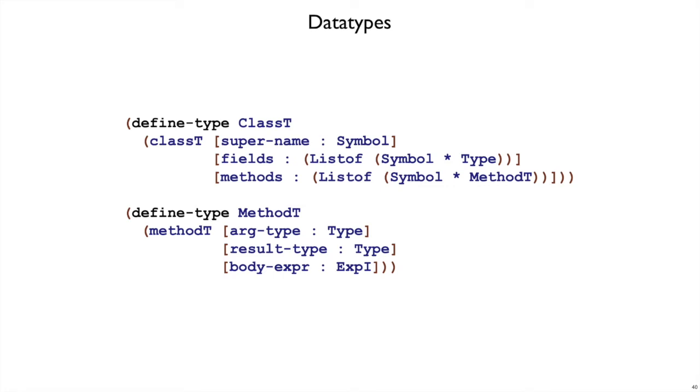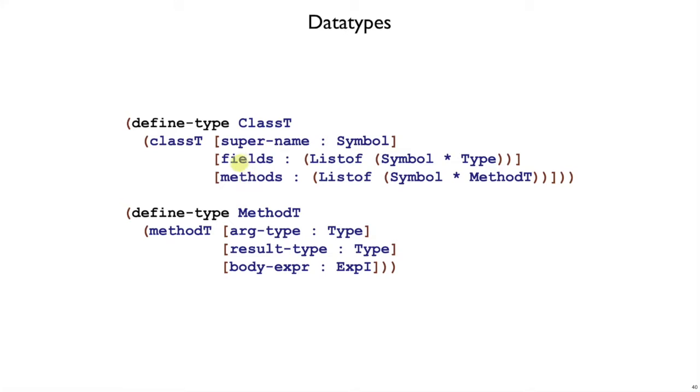Let's look at some of the key parts of the implementation of typed class-oriented curly. We need to represent class declarations, and as usual we're going to do that with tuples that pair a class name with the content of the class declaration. So class T corresponds to that content, and that content includes a supername, a list of fields, and a list of methods, just as it did before we added types.